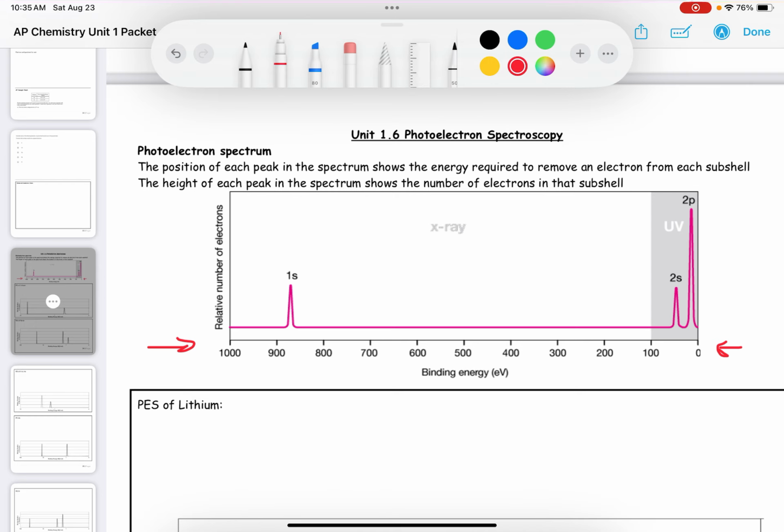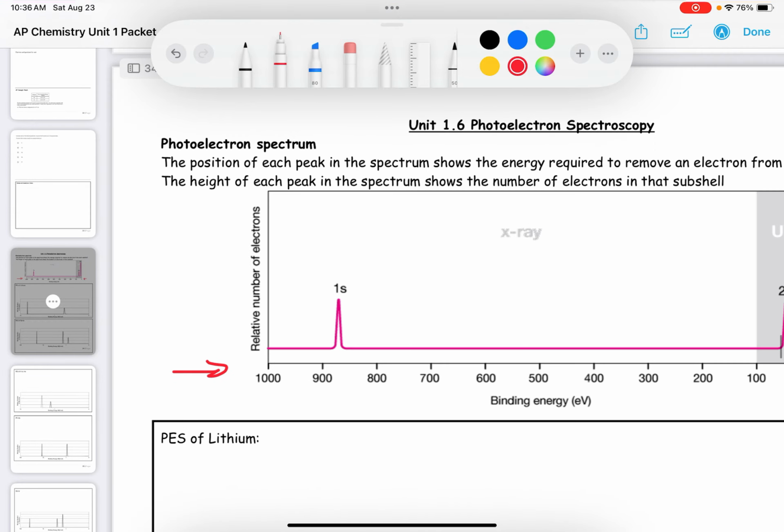And so what our x-axis is representing is binding energy. And binding energy is the energy that it would take to remove that electron from this atom. Okay? So if I have, here's my positive nucleus, and then my energy levels here. And let's put 2 electrons over here.